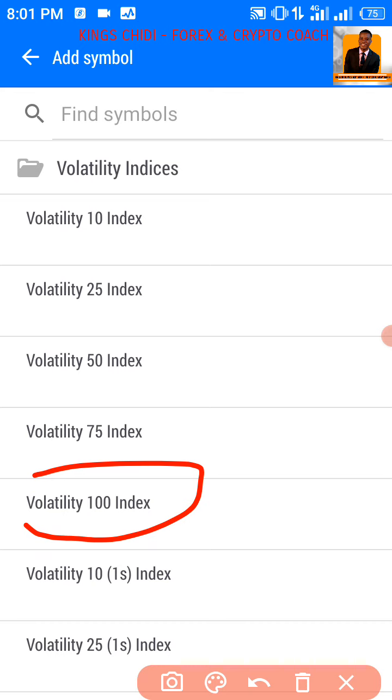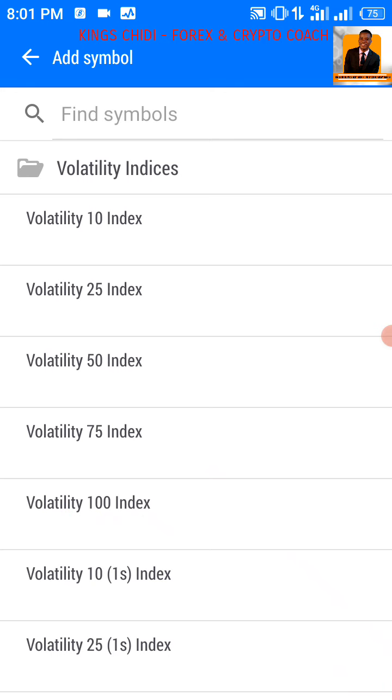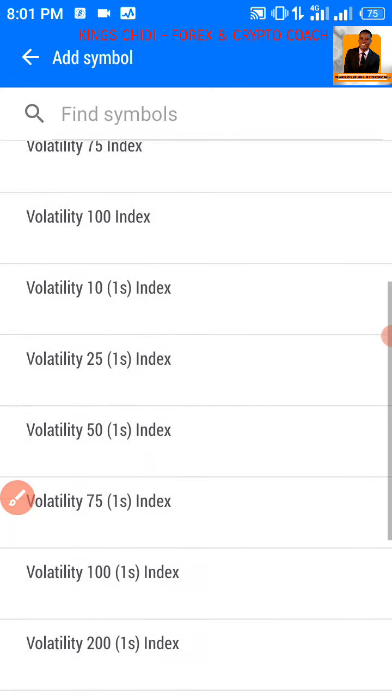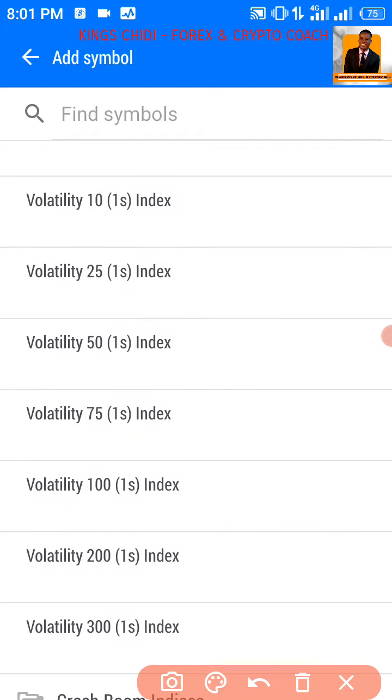Even a $100 account is very small if you want to scalp. I mean, if you want to day trade on it, a $100 account is even small for this volatility 100. So that's it. Now the next one you see, you have volatility 10 1x. For volatility 100, the lowest lot size is 0.20. That is the lowest lot size for volatility 100. So you have to take note of that.